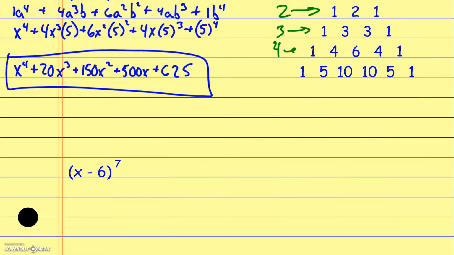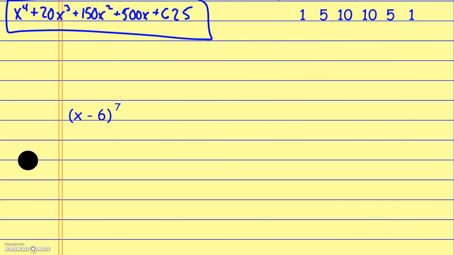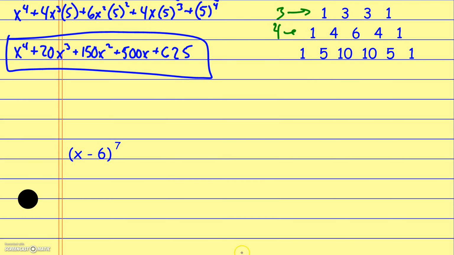So if you remember, the second example from the previous page was x minus 6 to the 7th power. So I'm going to need a couple more rows in Pascal's triangle. Right now I only have to the 5th power. This would be the 5th power.